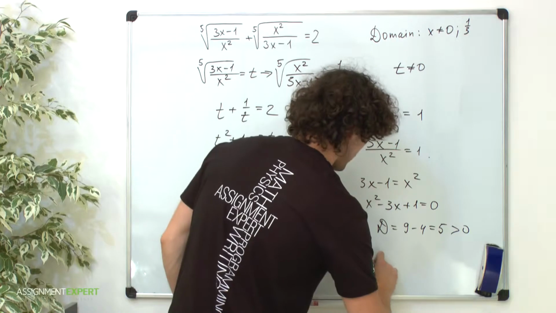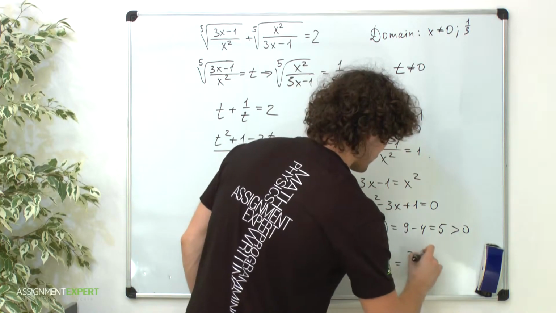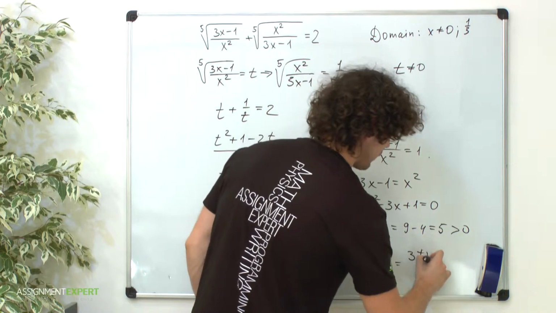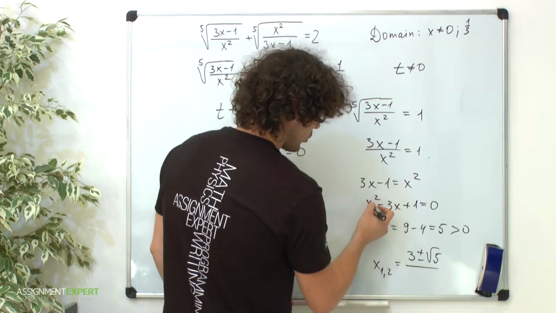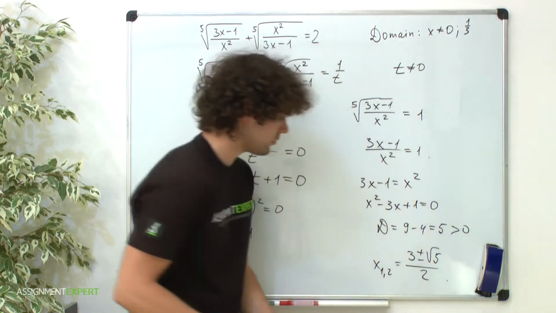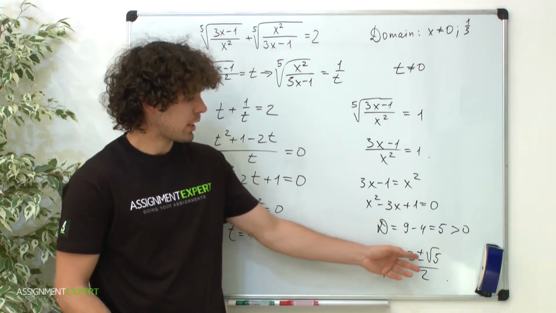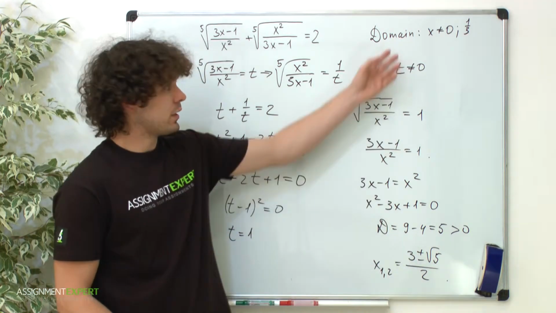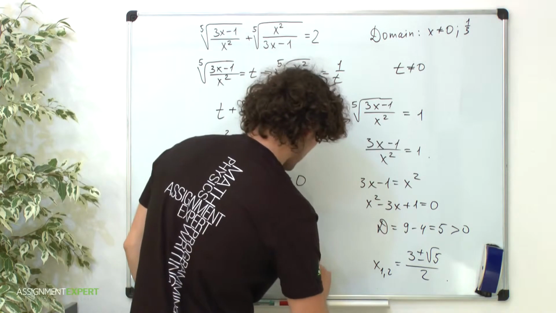The roots are 3 plus minus the square root of 5 over 2 times 1, so over 2. As we can see, both roots with plus and minus square roots of 5 fit the domain of our equation. So this is the answer.